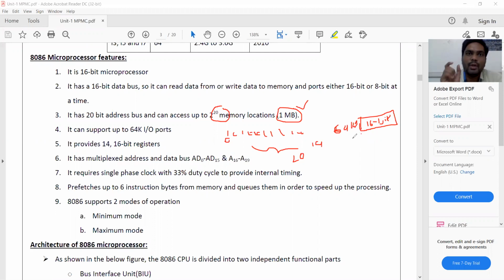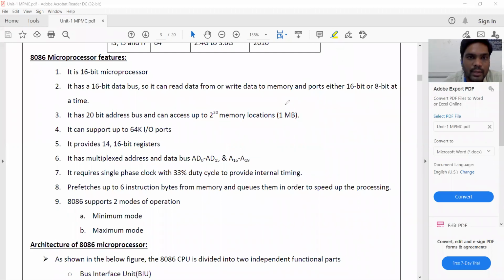So in order to identify the address of the memory location, you need 20 bits. After identifying the memory location, the data that can be stored or retrieved from the memory location is of size maximum 16 bits only. So that is the difference you have to understand. I hope my point is clear. If you still have any doubts, you can post that in the chat box, right?